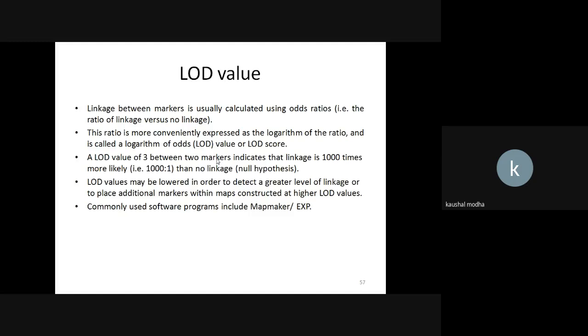So LOD value is just the ratio of linkage to no linkage. It is also called logarithm of odds. So it is again related with error probability, and the more the LOD score, the better. Because it is based on logarithm, LOD score of 3 indicates there is a chance of error of 1 out of 1,000. That means in 1 out of 1,000 cases, there might be no linkage and we are detecting the link. So this is related with alpha error or type 1 error of statistics.